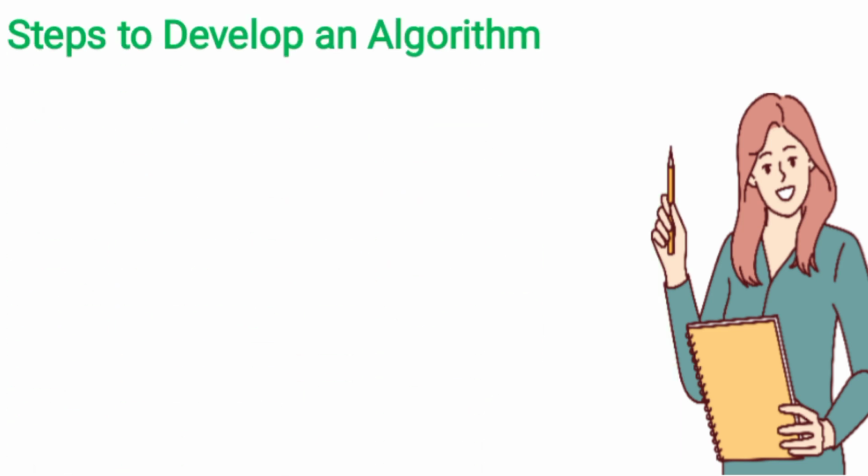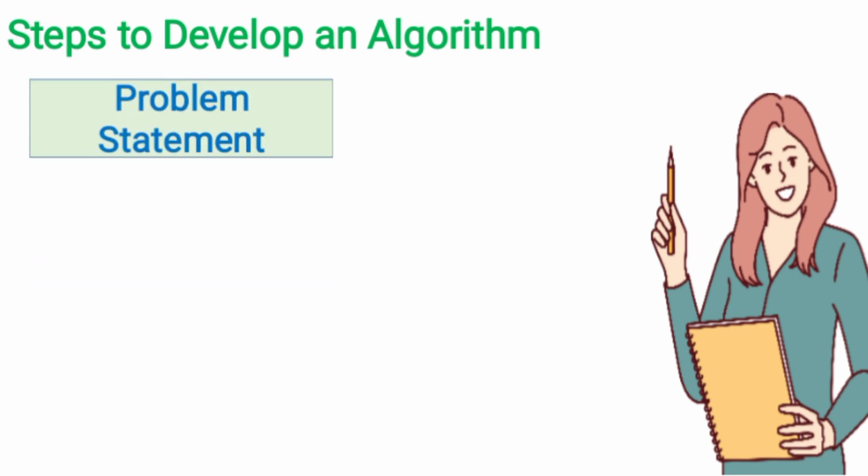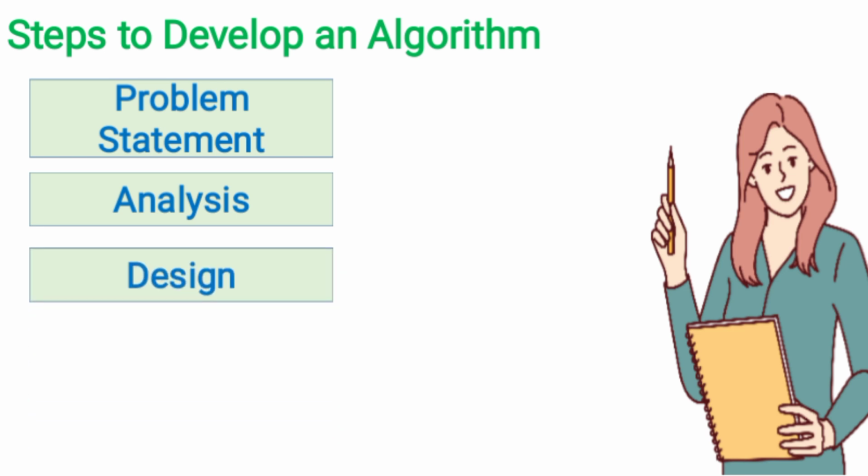Next, steps to develop an algorithm. The first step is problem statement. Clearly define the problem you want to solve or the task you need to perform. Next step, analysis. Break down the problem into smaller, manageable sub-problems or tasks. Then design. Create a high-level plan or pseudocode, outline the steps you will take to solve the problem.